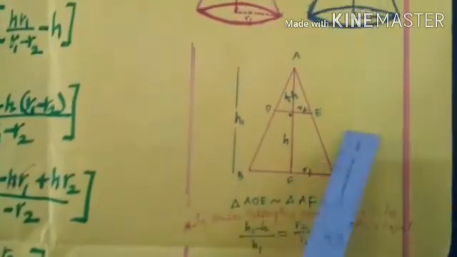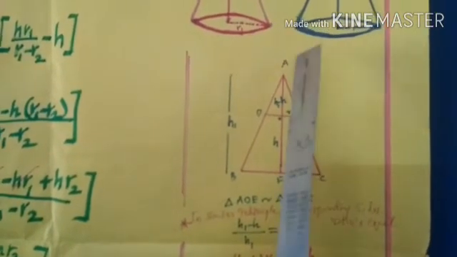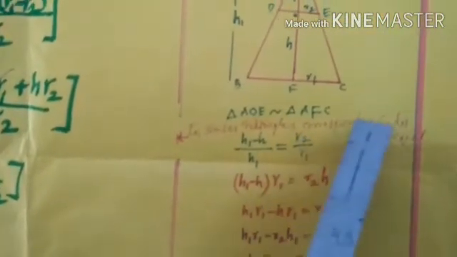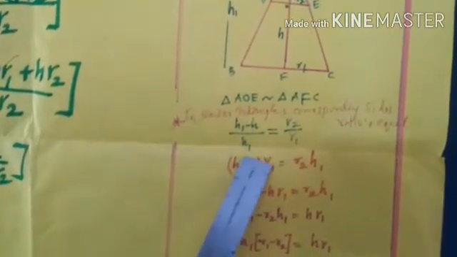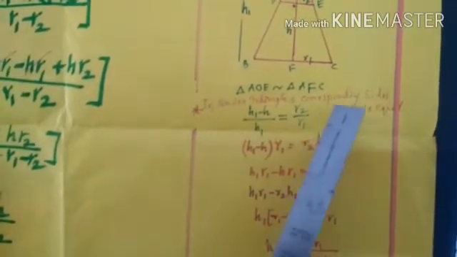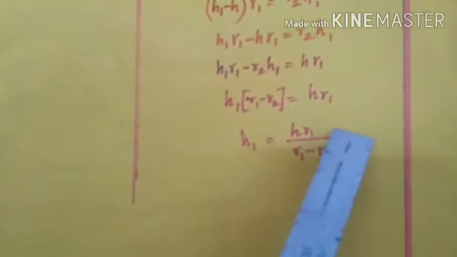Let ABC be a triangle and DE parallel to BC, and now triangle ADE is similar to triangle ABC. In similar triangles, the ratio of corresponding sides is equal. So (H1 minus H) by H1 is equal to R2 by R1. By simplifying this equation, we get H1 is equal to H R1 by (R1 minus R2).